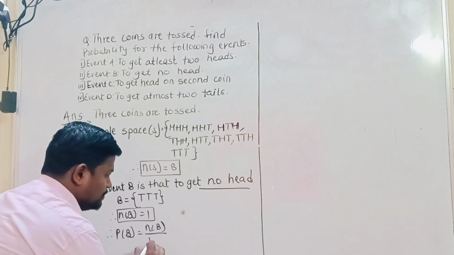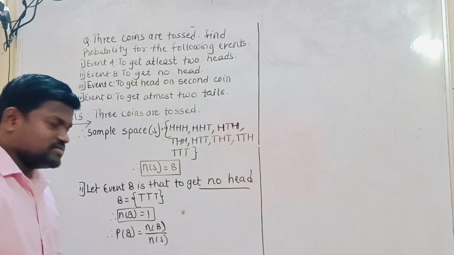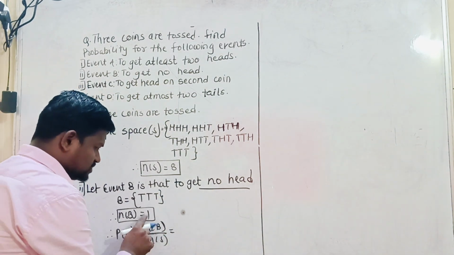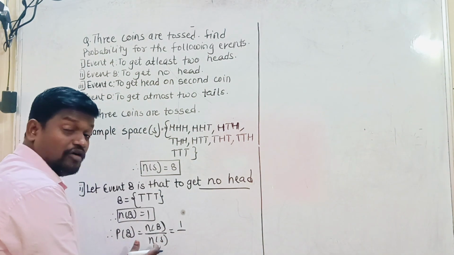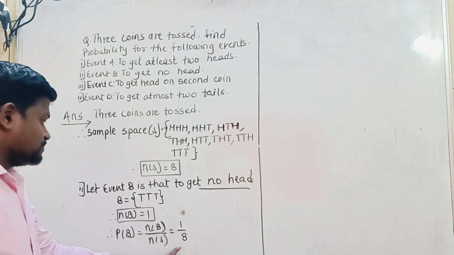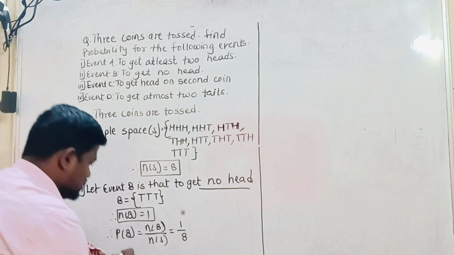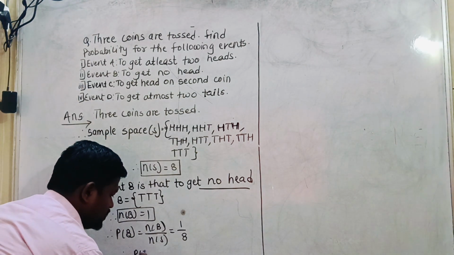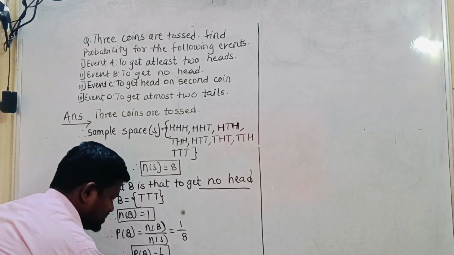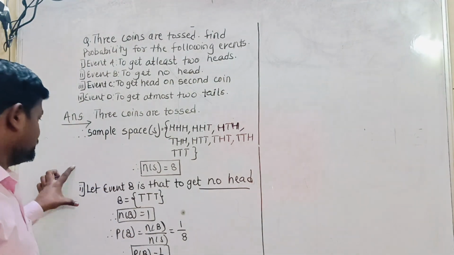Number of B upon number of S. So we have the value of number of B as 1 and the value of number of S as 8. Both numbers are not divisible, so write down the answer here. P of B is equal to 1 upon 8. This is our final answer for the event B.